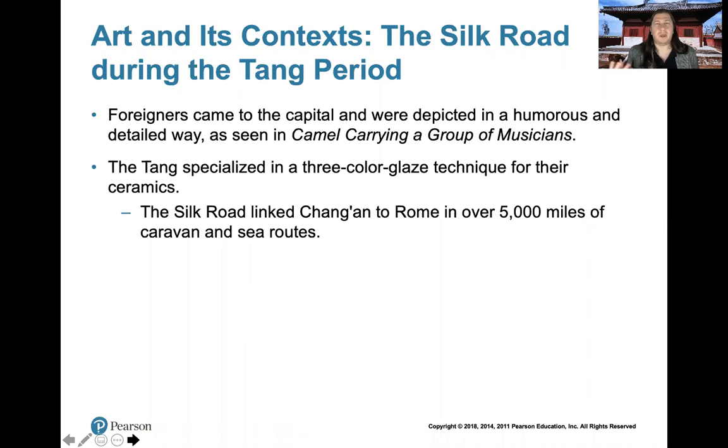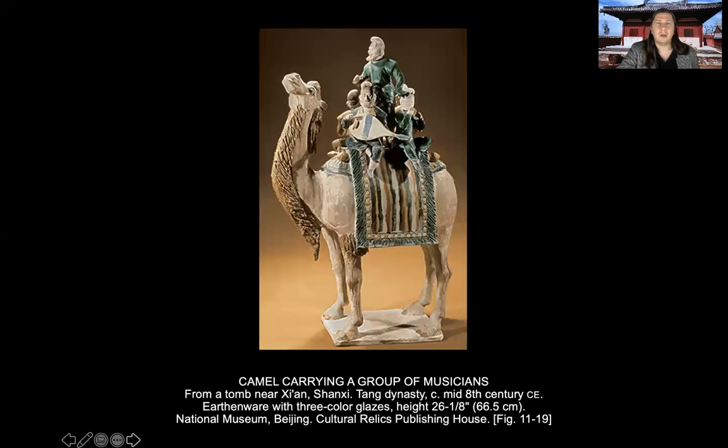But there is a lot of Tang sculpture that survives, particularly ceramic sculpture, which shows liveliness and naturalism, and this beautiful 3-color glazing technique. This is a cool example. We can see a camel carrying a group of musicians, and you can see one has this guitar-like instrument that's called a pipa in China.